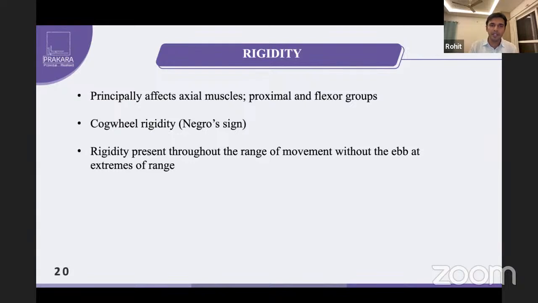So rigidity principally affects axial muscles, and it predominantly affects the proximal and flexor group of muscles. So cogwheel rigidity is also known as Negro's sign. Rigidity is present throughout the range of movement without the ebb at extremes of range. So this increased tone at the extremes of range is classical of spasticity. So that's how we differentiate spasticity from rigidity, because rigidity is present throughout the range of movement without any increase towards the end of movement.